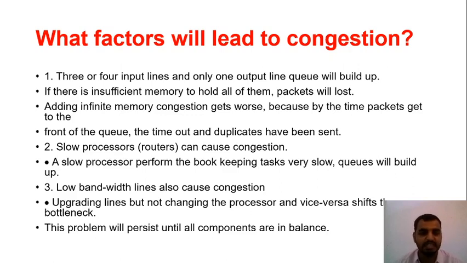But if the professor is signing that record very slowly, then your chance of getting your record signed within the time stamp will be very less. So that is what you call low bandwidth lines can cause congestion. What is the next thing? This problem will persist until all components are in balance. This will occur again and again, so that will create a lot of congestion, and this might lead to the failure of the router also.